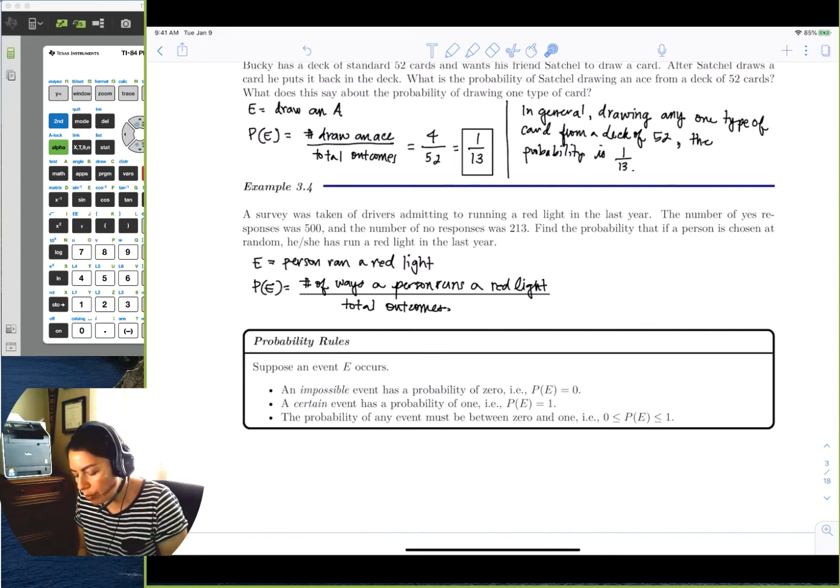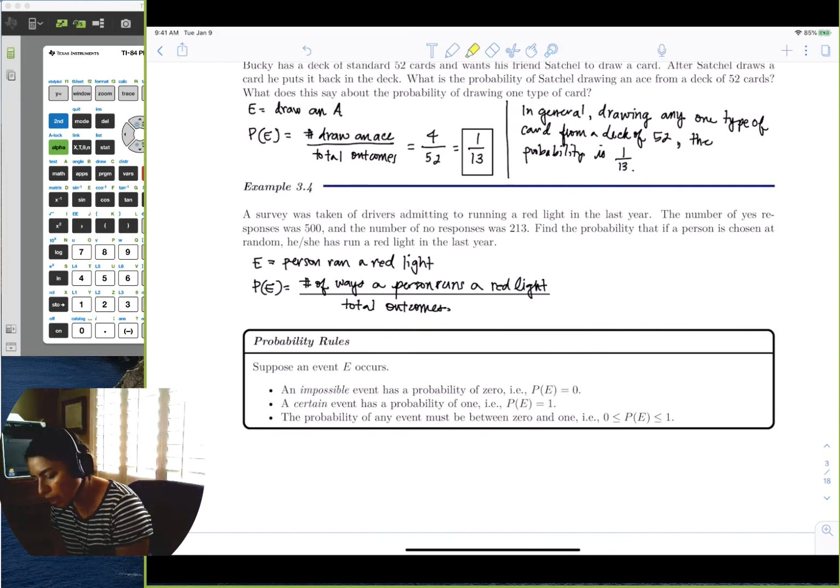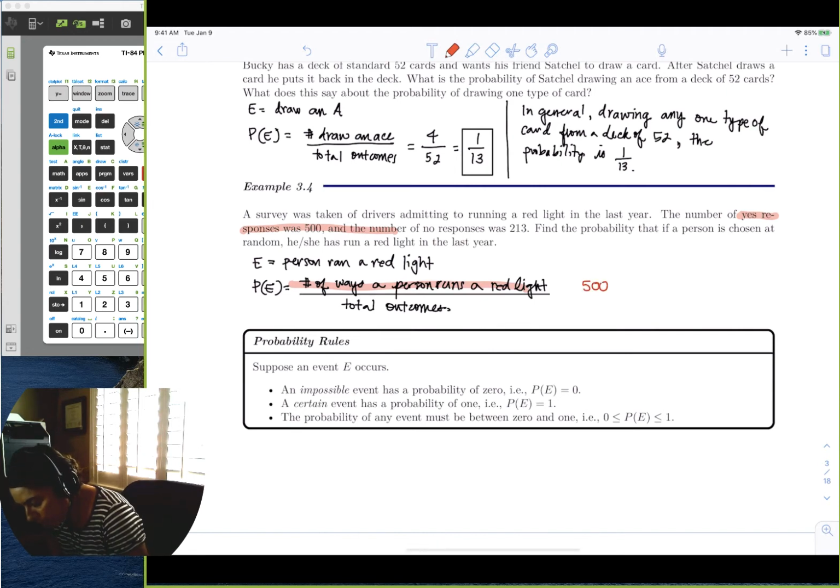So the probability of a person running a red light is the number of ways it could run a red light. So let's look at that. So how many people admitted to running a red light? So the number of yes responses was 500. So this means that it was 500 out of how many total outcomes?